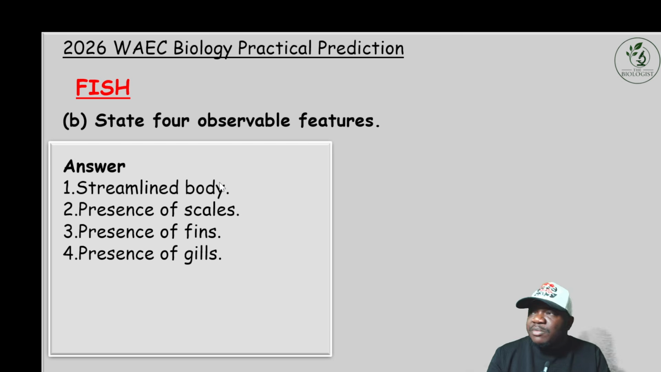Okay, so state four observable features of the fish. The streamlined body, made for them to swim very well. Streamlined body, scales, pairs of fins for swimming, and pairs of gills for breathing. So it's very important to get all these ones.